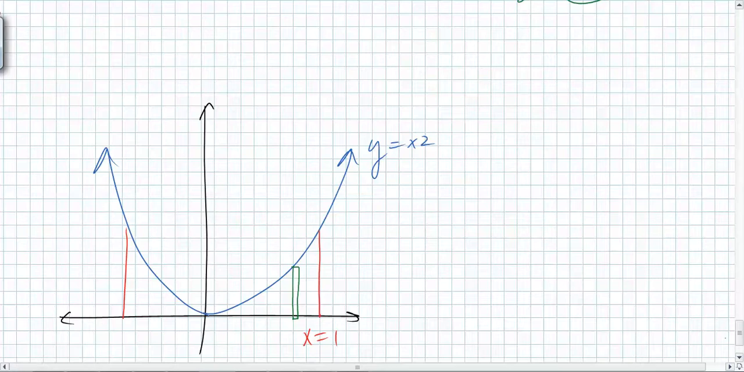I'm generating the same shape. I'm rotating the same piece, but I'm rotating a subset. Instead of a horizontal line, little segment, I'm rotating a vertical segment. It's going to be a cylinder. It's just going to be a cylinder. It's going to be a little tube. So what does this look like?